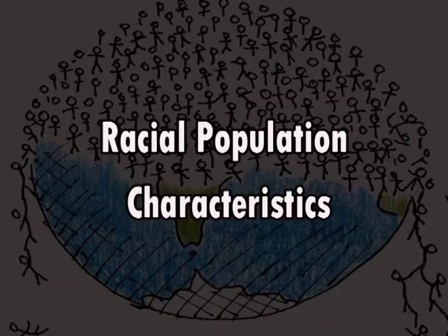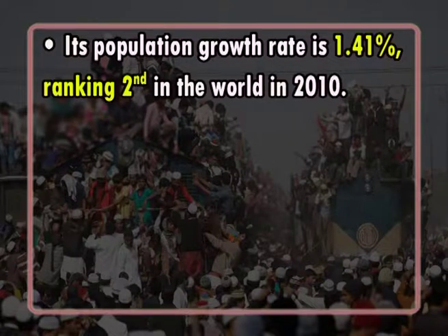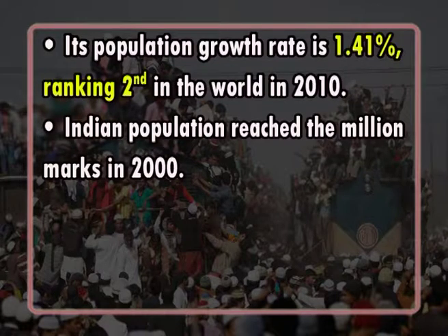Racial population characteristics. The demographics of India are inclusive of the second most populous country in the world. Already containing 17.5% of the world's population, India is projected to be the world's most populous country by 2025, surpassing China, its population reaching 1.6 billion by 2050. Its population growth rate is 1.41%, ranking second in the world in 2010. Indian population reached the billion mark in 2000.